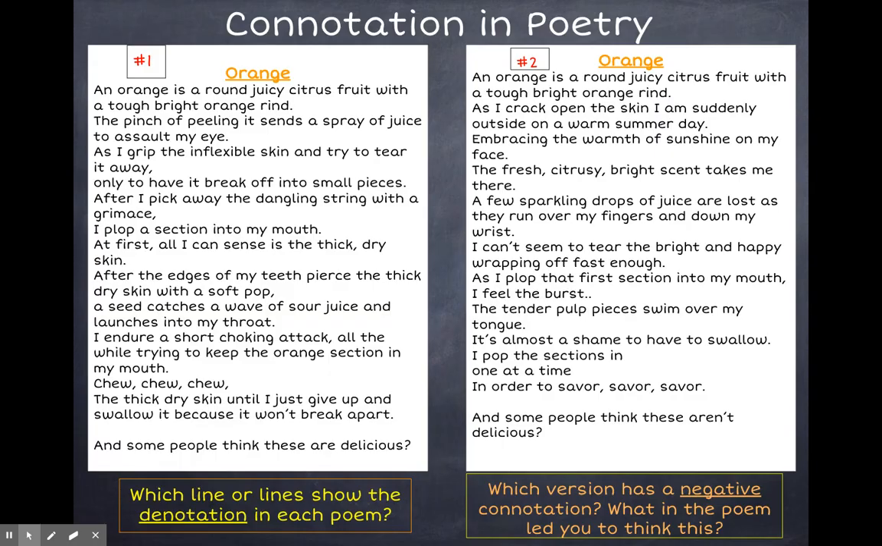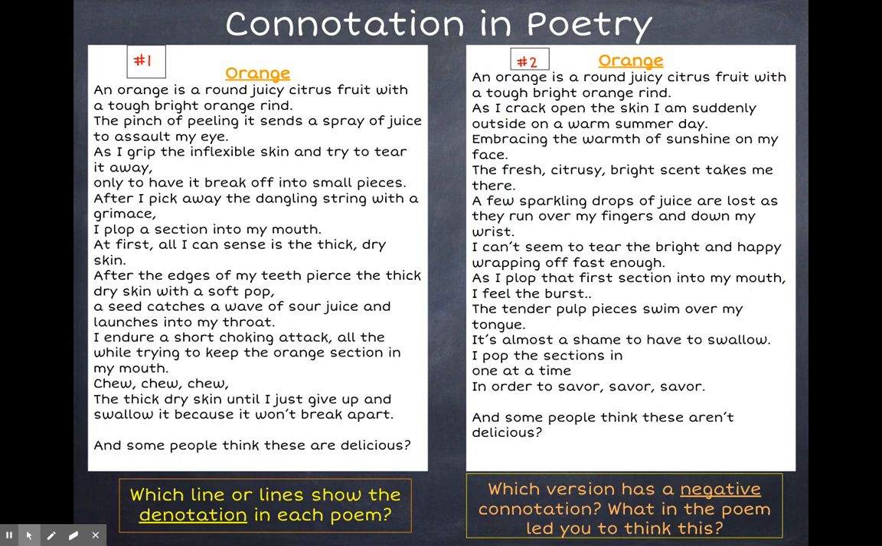All right, now we're going to look at two different poems here. They're both titled the same, Orange, right? I'm going to read through each one. As I read through them, you need to be trying to figure out the answers to these questions. The first question is, which line or lines show the denotation in each poem? And the second question is, which version has a negative connotation between number 1 or number 2? And I want you to be able to tell me what led you to think this.